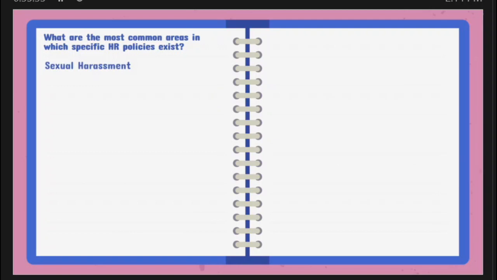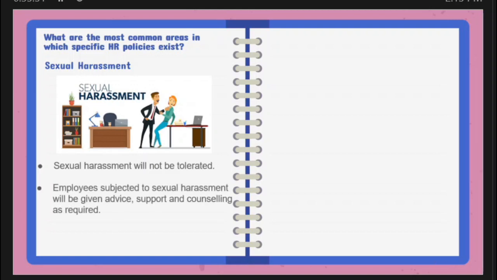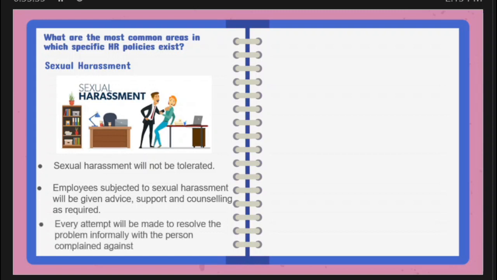Another HR policy is sexual harassment. The sexual harassment policy should state that sexual harassment will not be tolerated. Employees subjected to sexual harassment will be given advice, support, and counseling as required. Every attempt will be made to resolve the problem informally with the person complained against. Assistance will be given to the employee to complain formally if informal discussion fails.